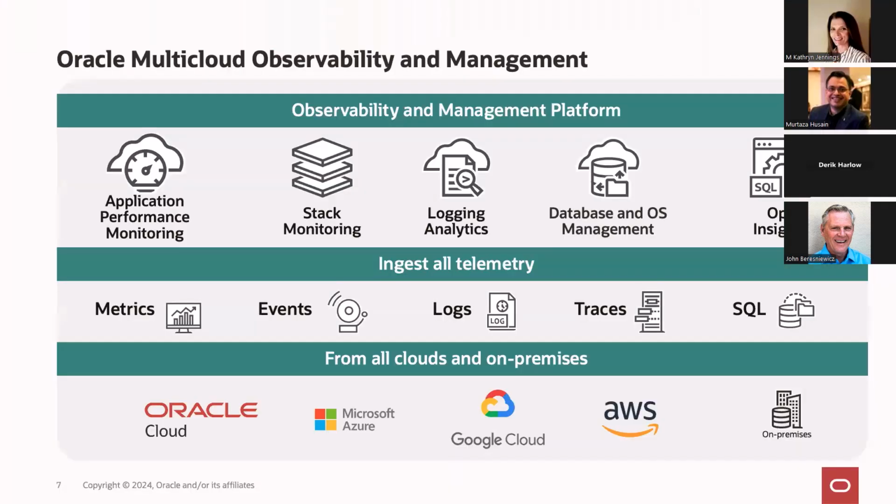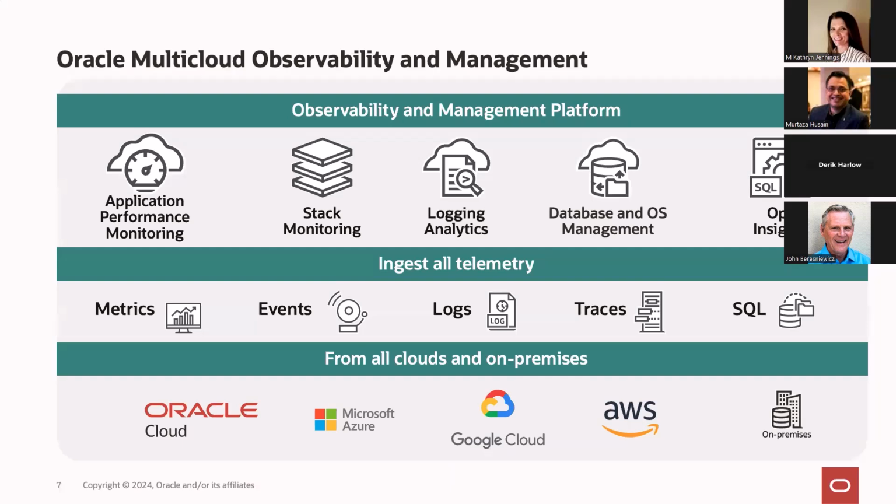All right. With that, let's get started with what the Oracle Multi-Cloud Observability Management story is. Observability starts with the basic cloud services like compute, storage, networking, security, and control plane telemetry. From that, we have built these foundation services that you can see on the top. Within the observability management platform, we have application performance monitoring, stack monitoring, logging analytics, database and OS management, and Ops Insights, which we'll be covering today.